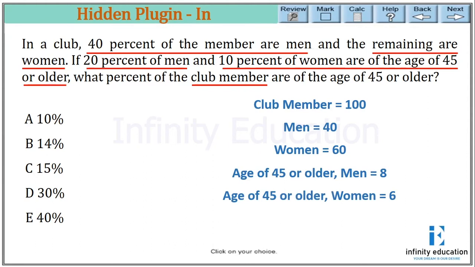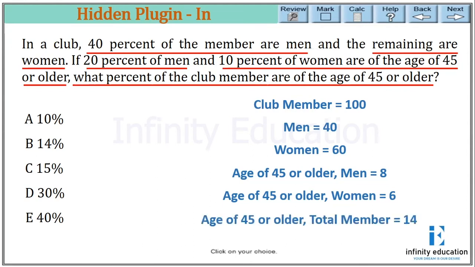Now the question is, what percent of the club members are of the age of 45 or older? So first I have to calculate the total number of men and women who are 45 or older. So I am getting 14.